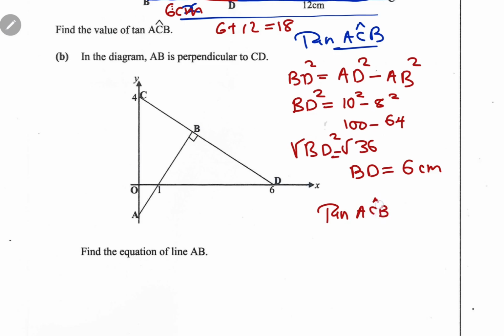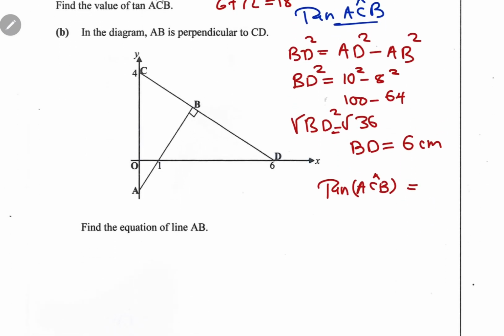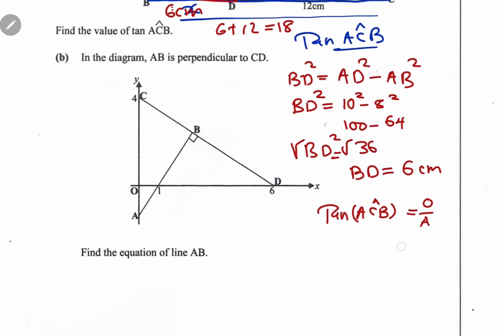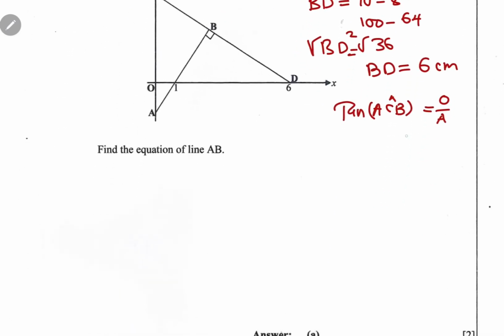Is it FCB? Yes. Tan is equal to adjacent over opposite. Is it adjacent? TOA. That is SOHCAHTOA. So opposite over adjacent, please. Opposite over adjacent. Now what is the opposite? The opposite is AB, so over BC.